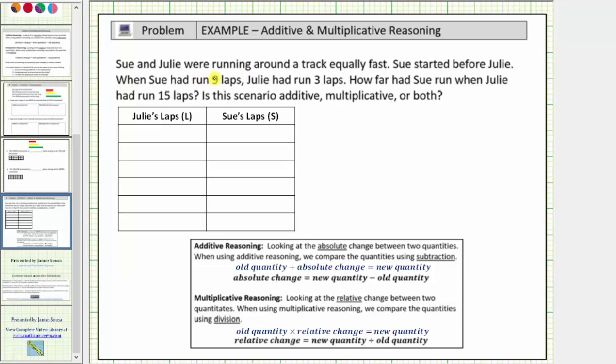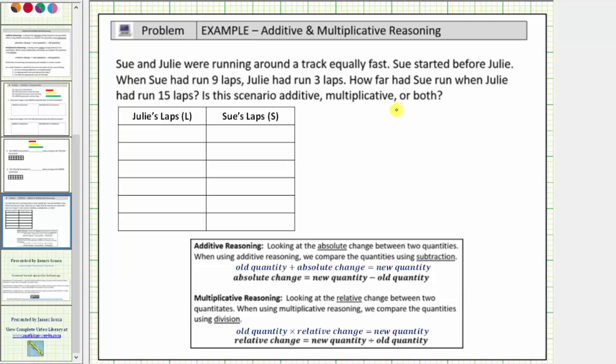Sue and Julie were running around a track equally fast. Sue started before Julie. When Sue had run 9 laps, Julie had run 3 laps. How far had Sue run when Julie had run 15 laps? And is this scenario additive, multiplicative, or both?